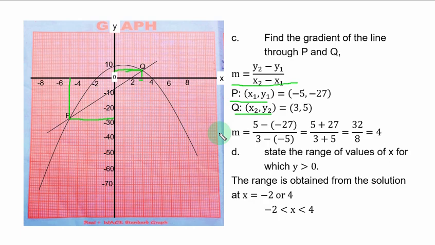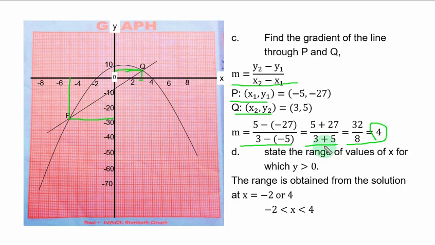So the gradient is this. So Y2 is 5 minus Y1, that is -27, over S2 is 3 minus S1, that is -5, which simplifies to this. You have 32 over 8. If you divide, you have 4.